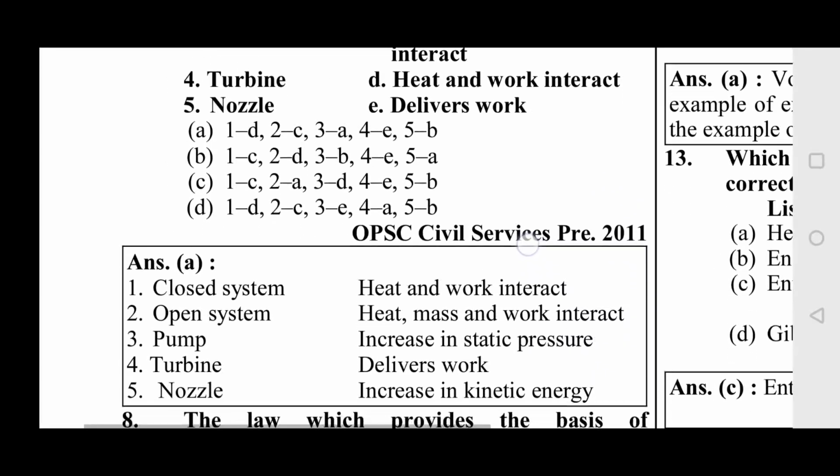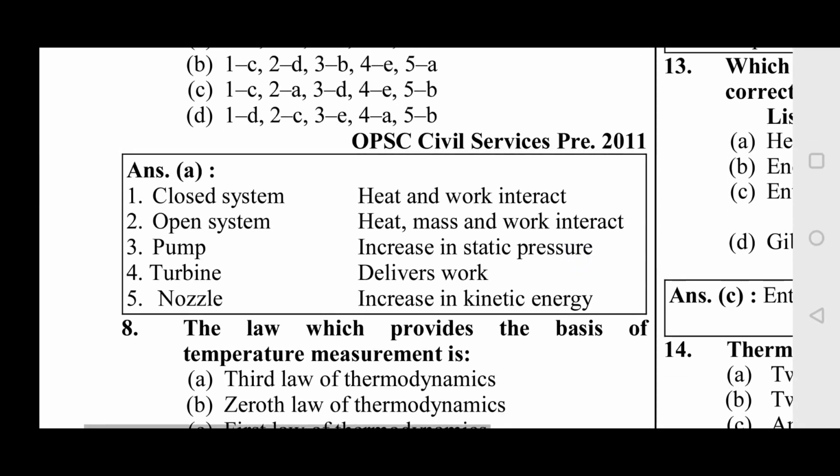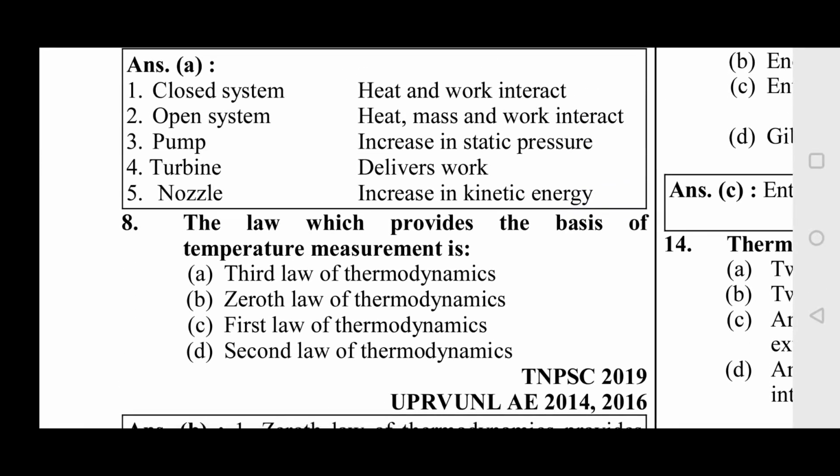So let's see. Closed system, heat and work interact. Open system, heat, mass, and work interact with the system. Pump increases the static pressure. Turbine delivers the work. Nozzle increases the kinetic energy. Next, move to the next question.